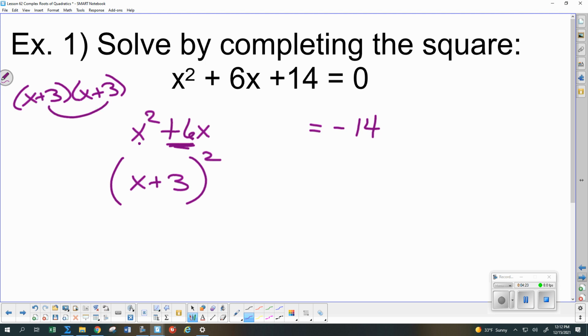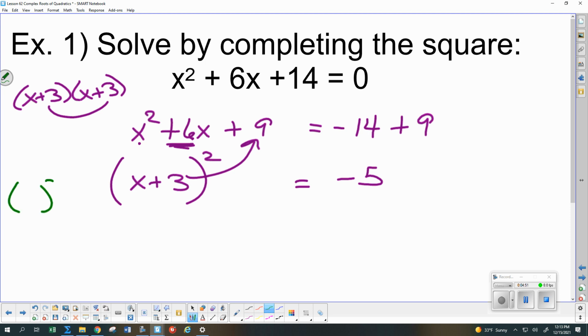Last times last is how much, everybody? Plus 9. We've been saying once we take that half, we square it, and that's what we add. Not okay, though, to just add on one side. So I have to also add it over here on the right. And now what is negative 14 plus 9, everybody? Negative 5.